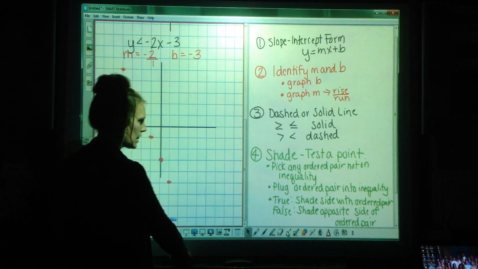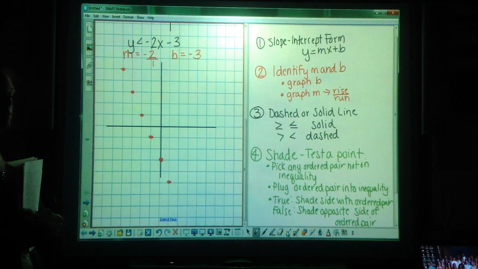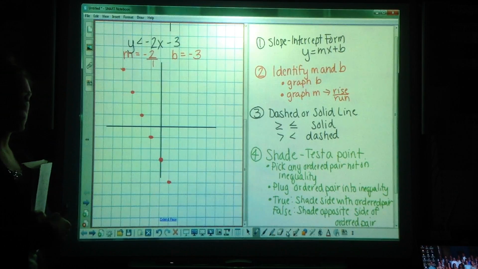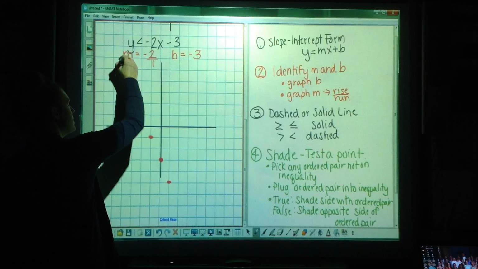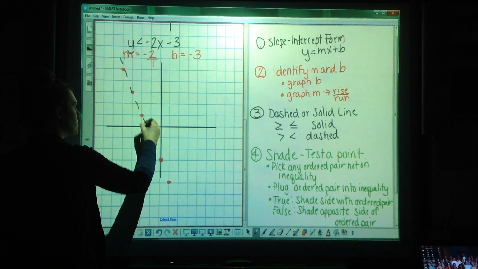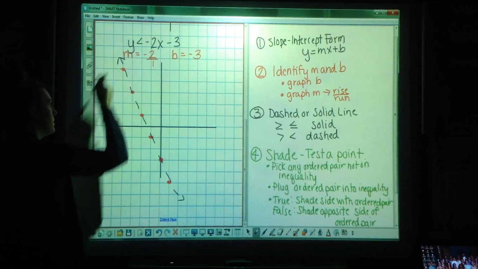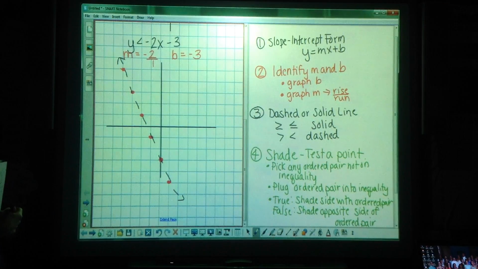Okay, this is a step that a lot of people forget. Step 3, you have to decide if you have a dashed or solid line. We have just a less than, there is no equal to, so this is going to be a dashed edge. You're going to use a straight edge to draw this. That's what a dashed line is going to look like.